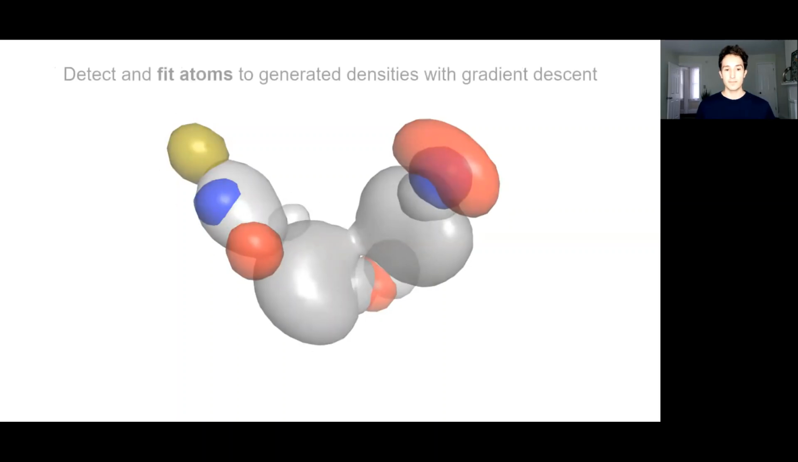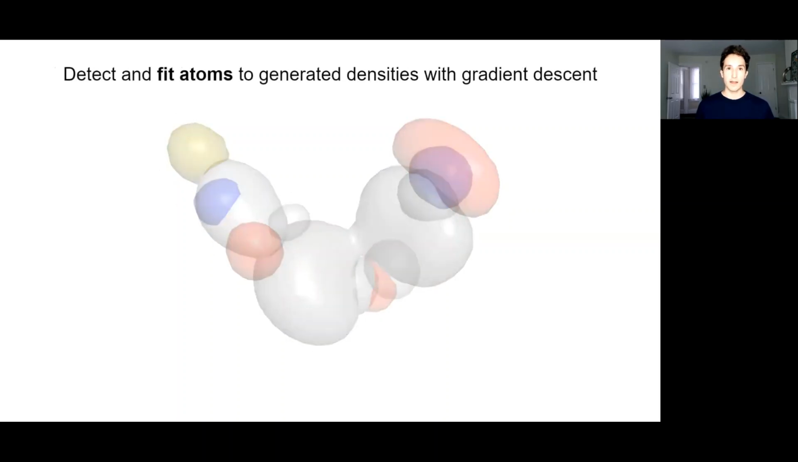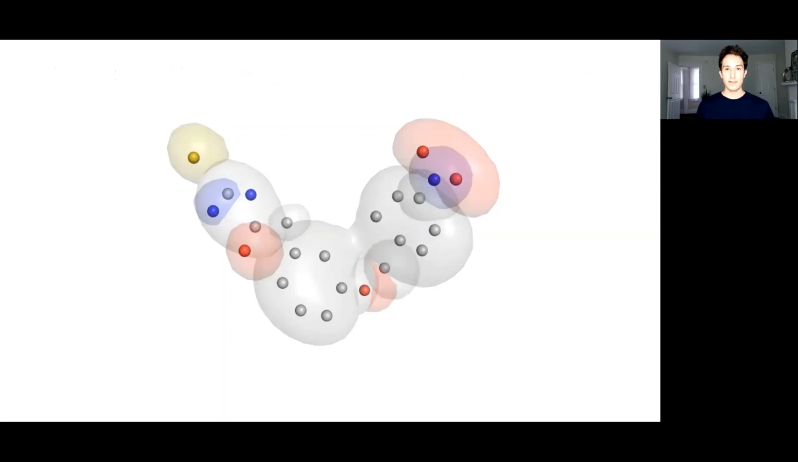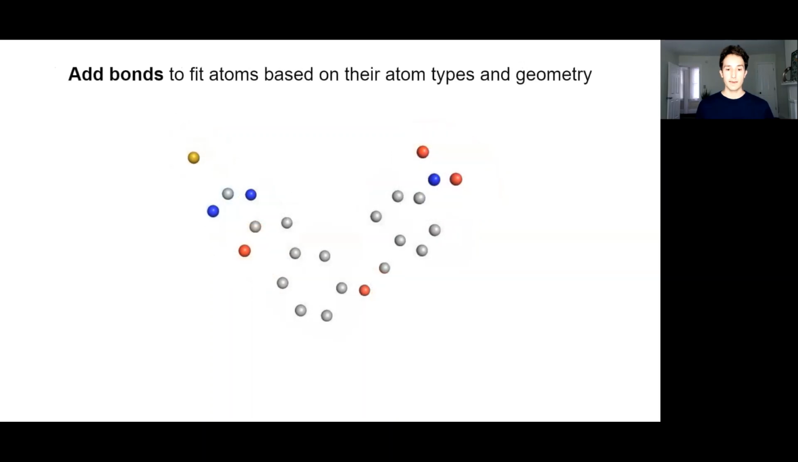To convert density grids back to discrete atoms, we apply a novel optimization algorithm that iteratively detects atoms and fits them with gradient descent. Finally, we assign bonds to the fit atoms based on their types and geometry and produce valid molecules at a rate greater than 90%.